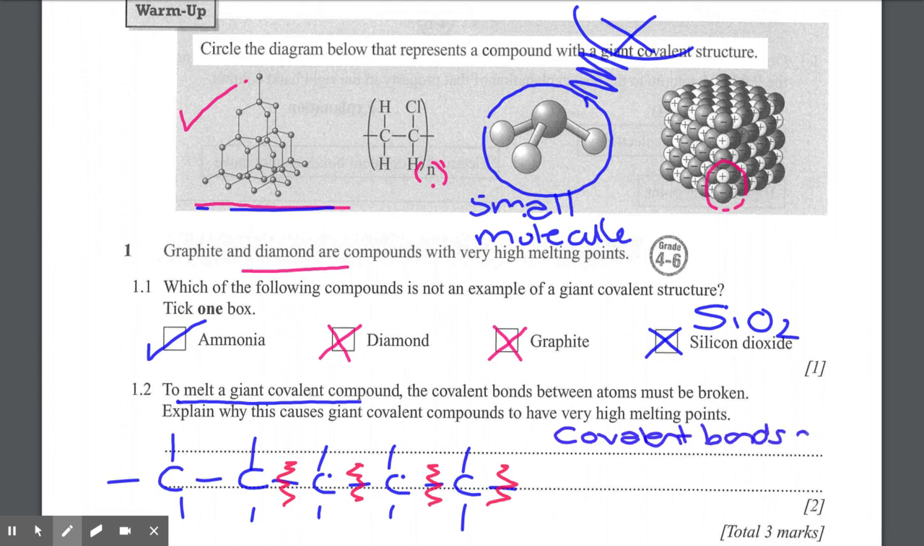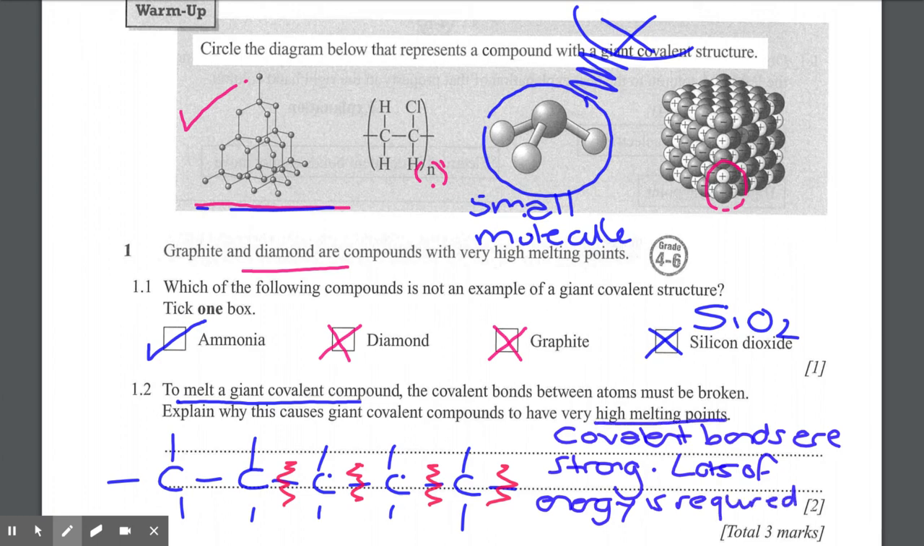And so if we are breaking something which is very strong, as covalent bonds are, lots of energy is required to do that. And so as a result, the high melting point comes out because you need a lot of energy to break those bonds. You're actually breaking real covalent bonds as opposed to intermolecular forces of attraction, which are weak.